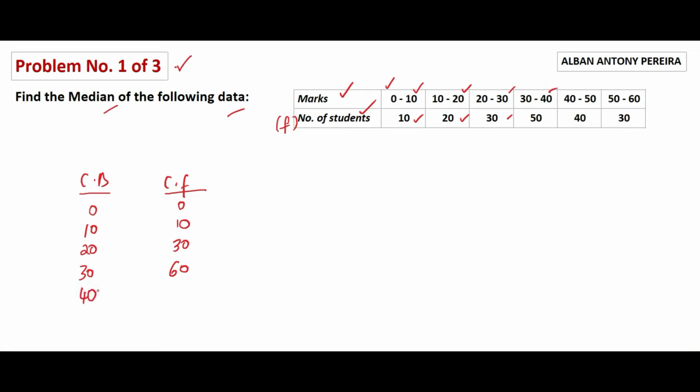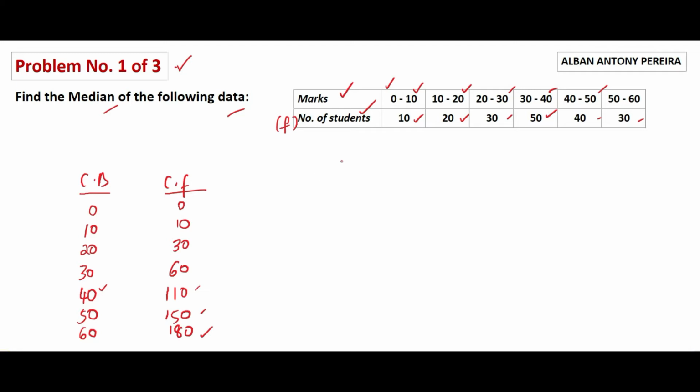Next class boundary is 40. 50 plus 60 is equal to 110. Next class boundary is 50. 110 plus 40 is equal to 150. Next class boundary is 60. 150 plus 30 is equal to 180. Cumulative frequency, we have found 180 as the final answer.